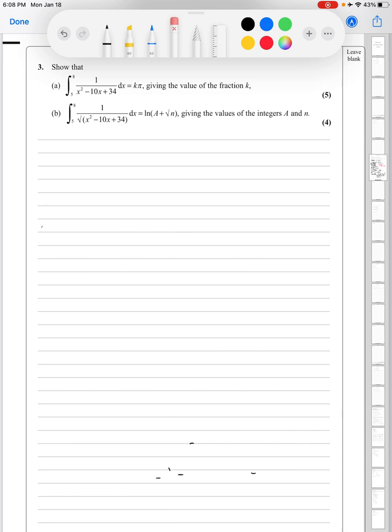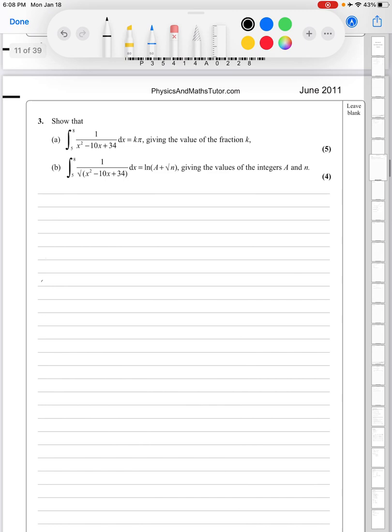I know I am. Alright, so for part B, it looks very similar, right? But of course now we're doing it with the square root of the quadratic. So we're going to go through the same motions. We're still going to complete the square of the denominator, right? So I'll still write the integral down. So 5/8, 1 over the square root, x squared minus 10x plus 34 dx.